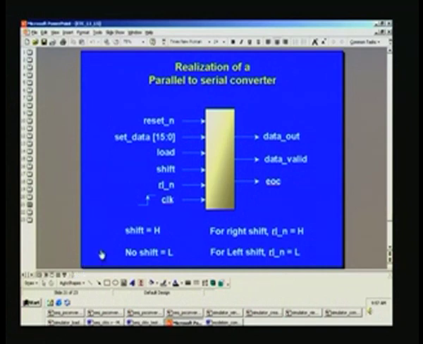We were analyzing waveforms for the state machine earlier, and we had also seen the parallel to serial converter, in which we had missed two of the waveforms. So, first we will cover that before we resume the state machine.